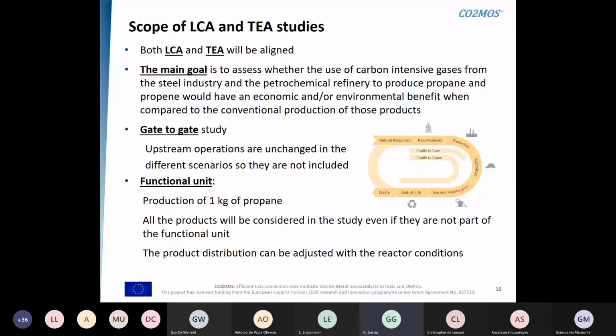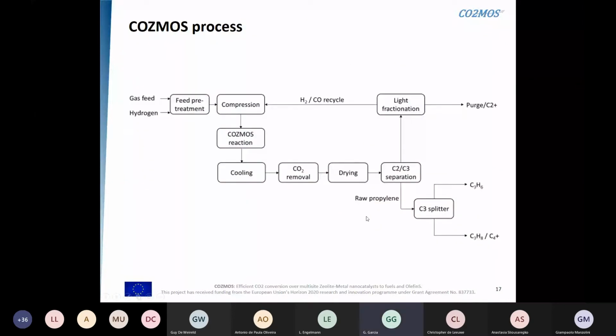And this is the simplified Cosmos process. As you can see, we use a gas emitted by the industry, reacted with hydrogen, and then after a number of processes, get the C3 products and also some byproducts.